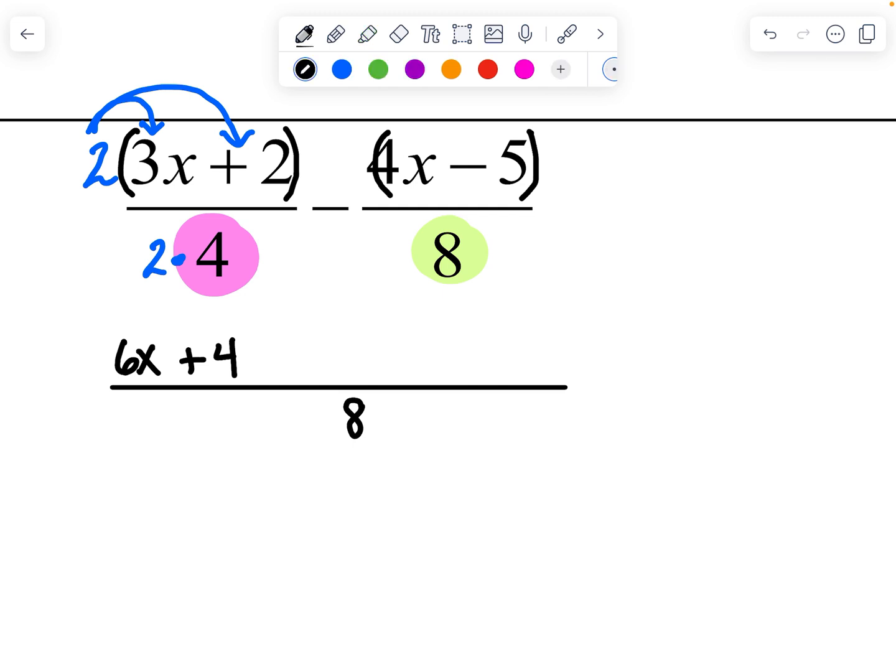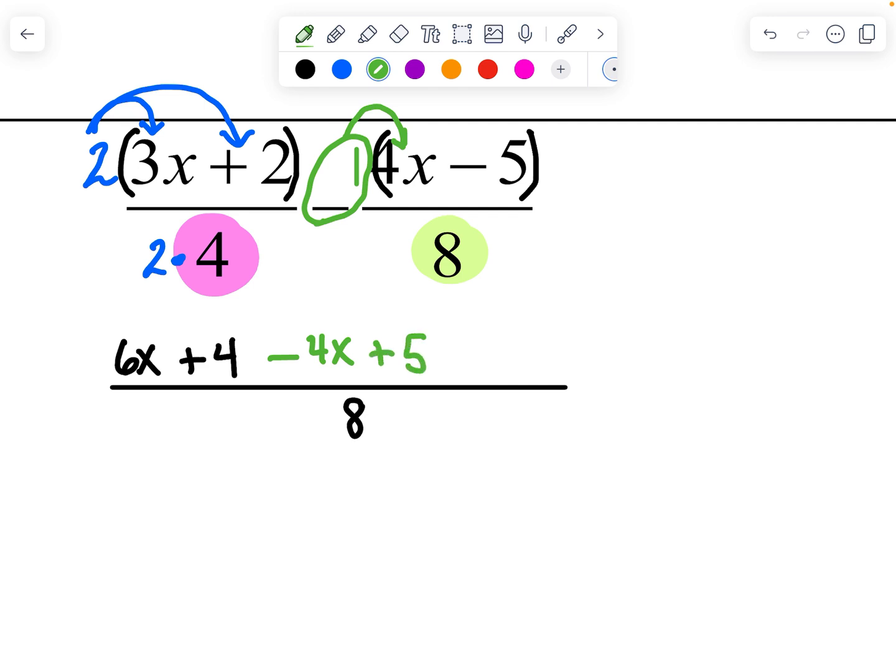Here's where you got to be really careful, friends. This is where you need, and I encourage people to write this down so they can see it if they need to, this is a -1. Everybody see the -1? We are distributing a -1. We are wanting the opposite of that binomial. So that is negative 4x, and a -1 times a -5 is a +5.